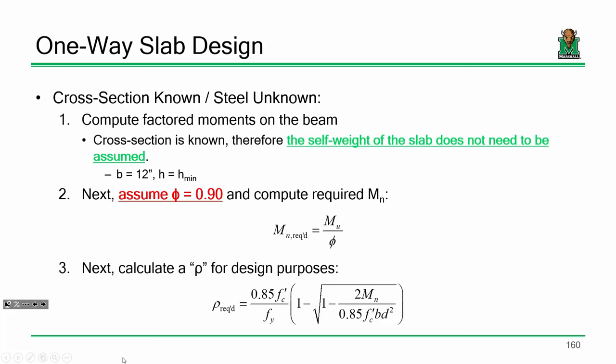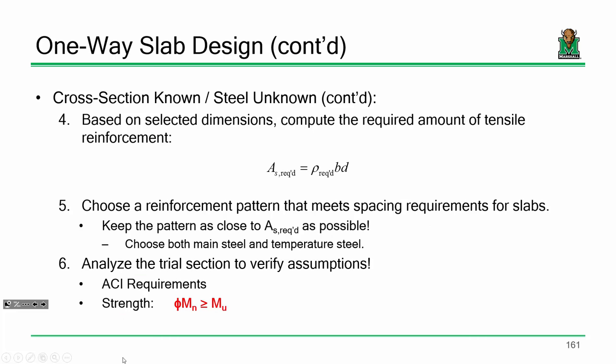We compute the factored moments on the beam, which we know because we know what the self-weight of the slab looks like. We still have to assume a phi value of 0.9. We calculate a rho for design purposes. Again, we're not using that 0.18 f'c over fy because we now have a good idea of what the beam looks like. If we know what the beam looks like, we don't need to assume some blanket rho value for the purposes of design.